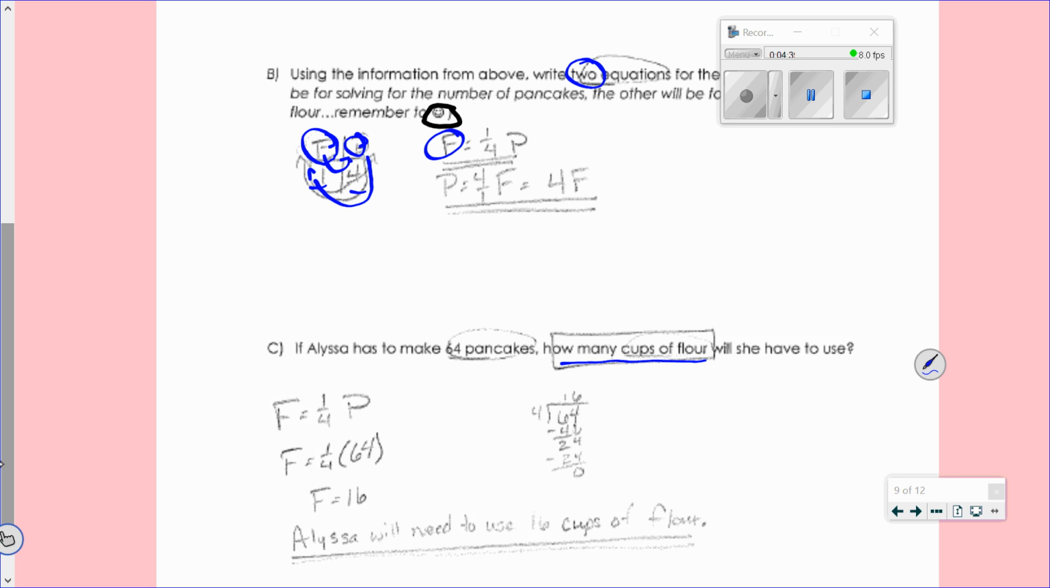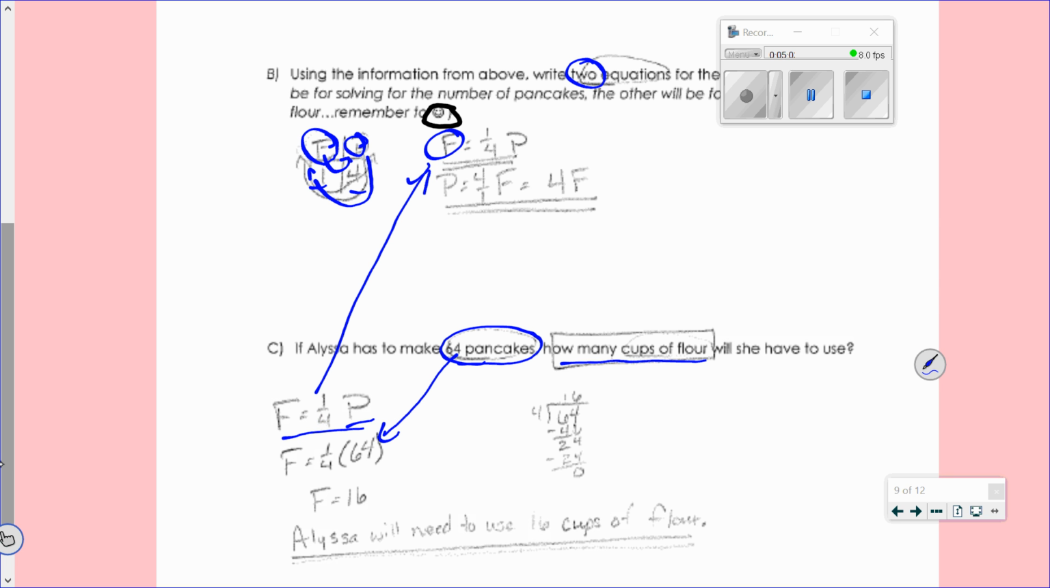So I rewrite my equation from up here. This is that equation, right? Now, however, they've told me how many pancakes I have, so I can substitute that value for the P. I put that in, 1/4 of 64 is the same as dividing 64 by 4, and I get 16. Does that make sense to everybody?